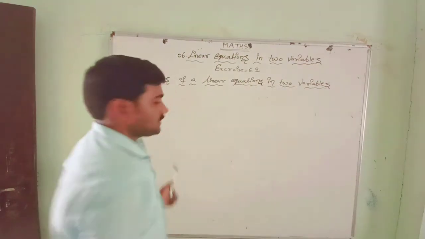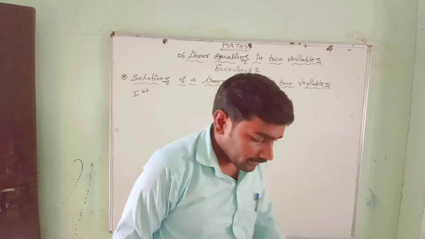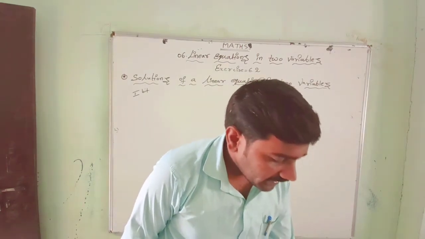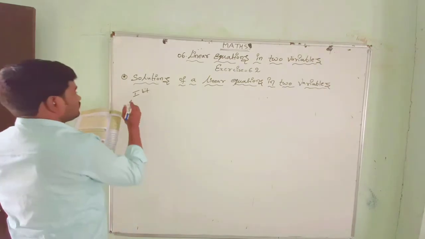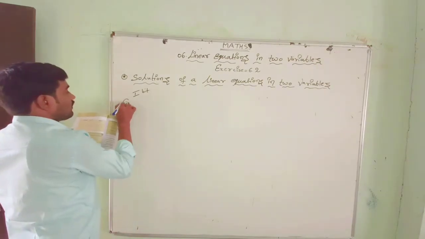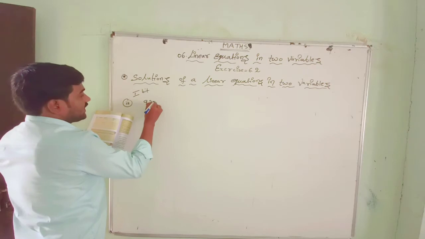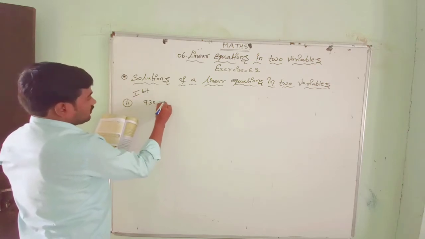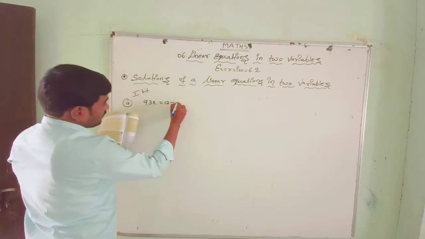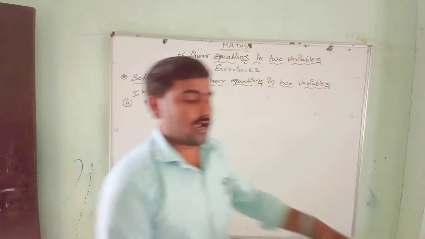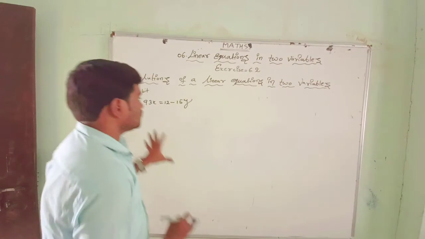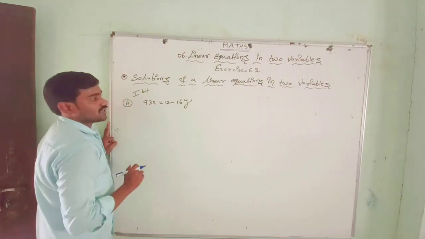Yes. Next, question number 3. 93x is equal to 12 minus 15y. 12 minus 15y. How to write the three solutions of this?